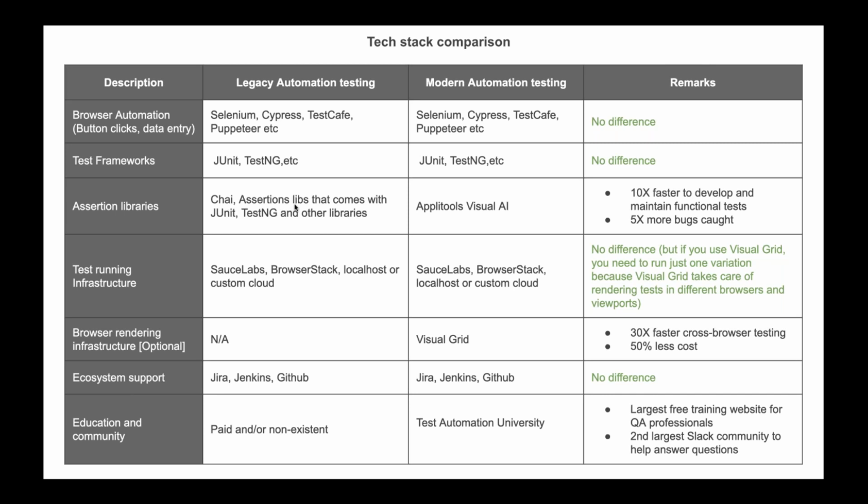Assertion libraries is where the main difference happens. Instead of using Chai and other assertion libraries where you are asserting a lot of individual elements, you use Applitools Visual AI. This gives you all these benefits, but the other benefit that you may not have recognized is that instead of writing, let's say, 10 tests to check different parts of a single page, now you can just take a screenshot of the entire page, right? So suddenly you are not navigating to that page and checking a small piece. You're just going to that page and taking the entire page screenshot.